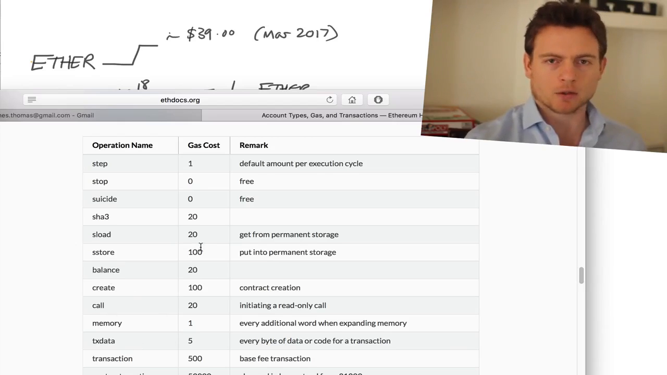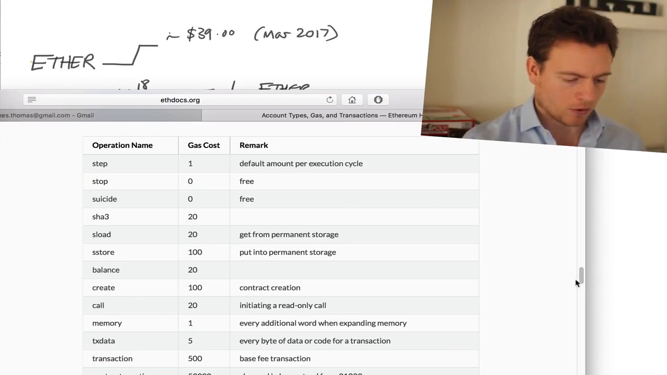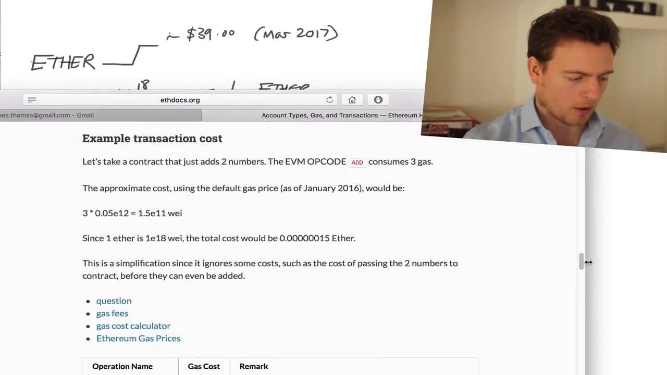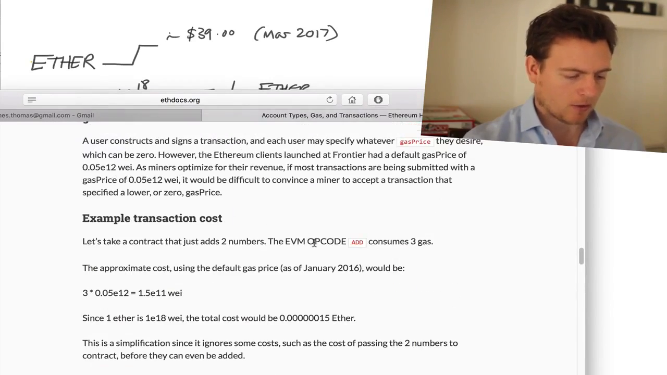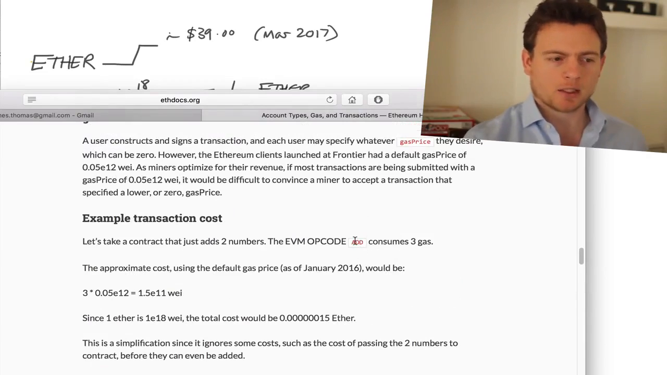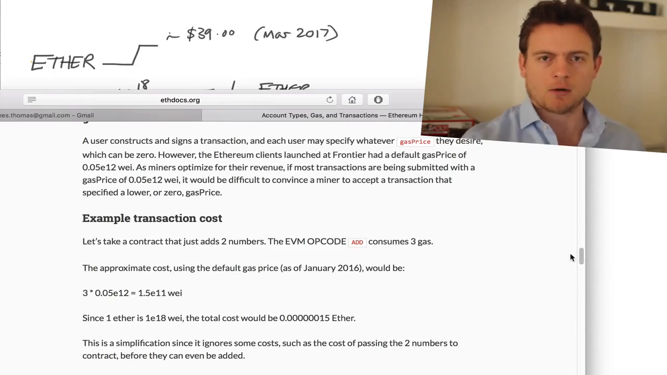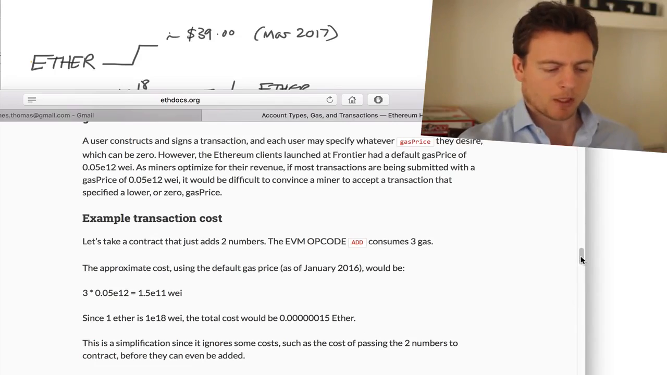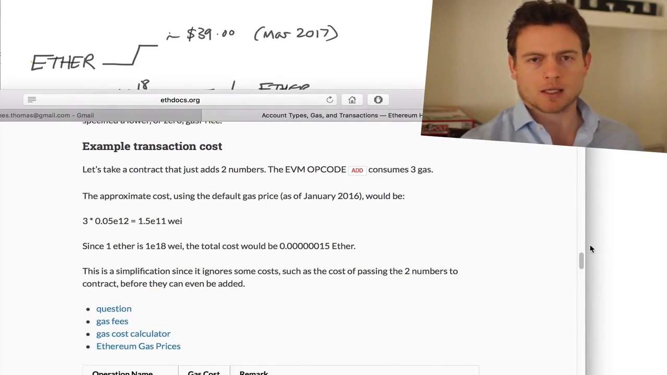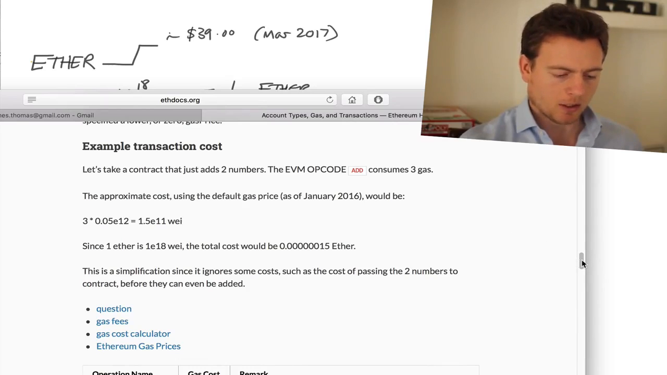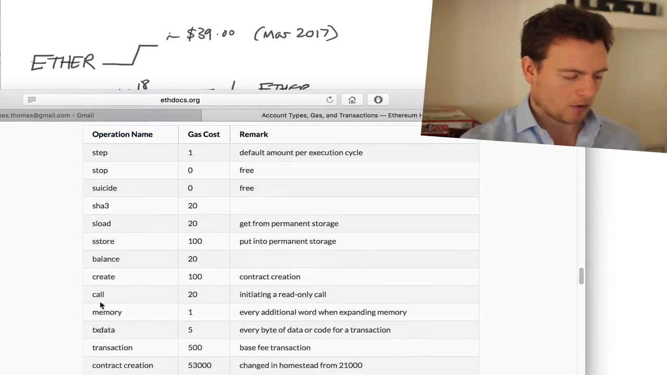So if I have an adder contract that's trying to add two numbers together, I think it mentions it up here. The EVM opcode ADD consumes 3 units of gas, right? It's defined at the Ethereum protocol level that any code that you're trying to run is going to consume 3 gas for that operation. That's how it's defined. And you can see some other operations down here, like for example, completing a SHA-3 operation on a string.